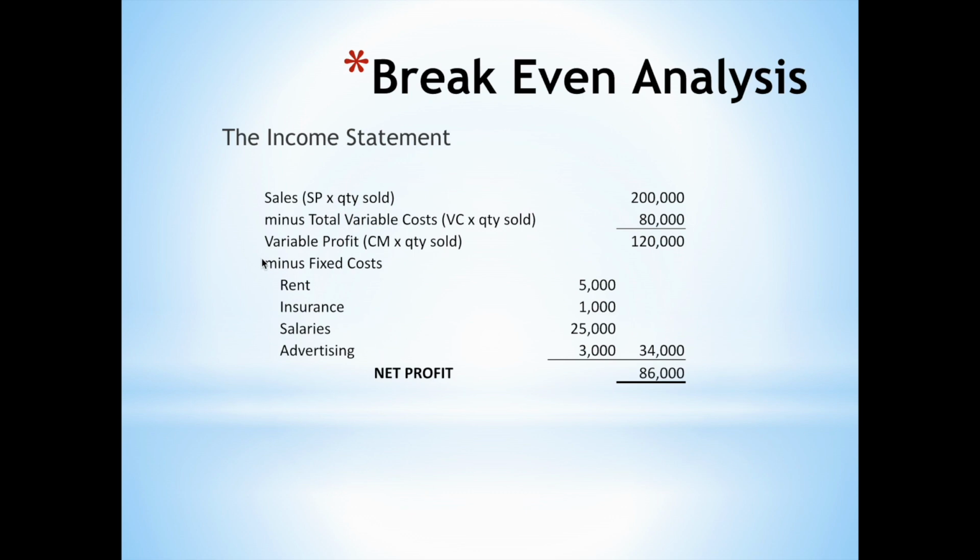And then on the bottom, you have minus the fixed costs, which include the rent, the insurance, the salaries. Remember, fixed costs aren't measured per unit, they are measured as a whole. And this is why you have rent, insurance, salaries, advertising. And then this finally gives you the net profit. So that's how an income statement for a service firm differs from the income statement for a business.